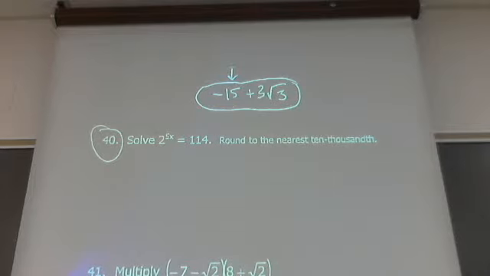Why is it over the log of 2? What's the base? So what was it before? Was that a 2? Yeah. Okay. It becomes log base 2 of 114. And then you change it to this.